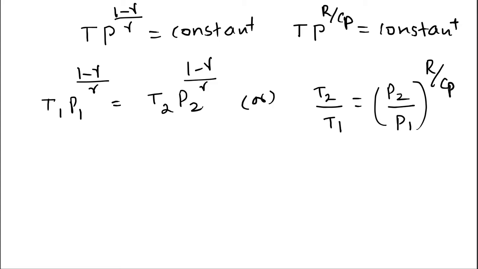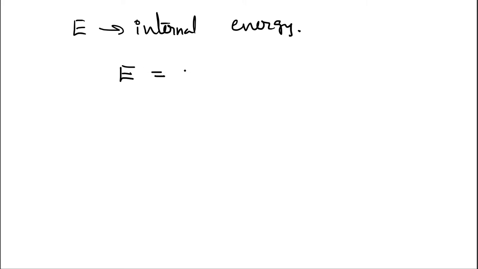Now after this we are going to learn about Joule's experiment, followed by enthalpy and entropy as temperature dependent functions only. Before we go into Joule's experiment, let's write the internal energy, that is E. Let's assume that internal energy is a function of temperature and volume. So volume will take care of pressure also.